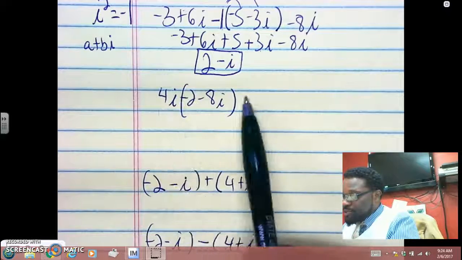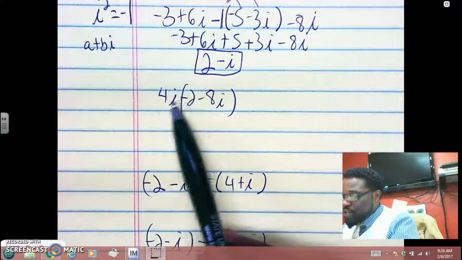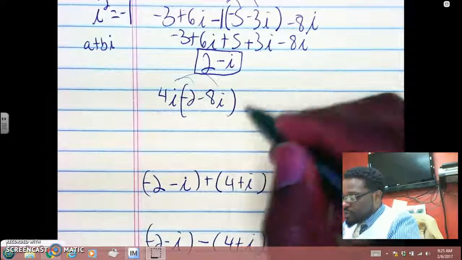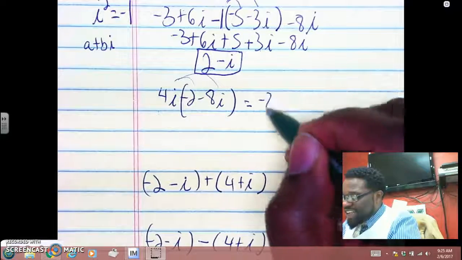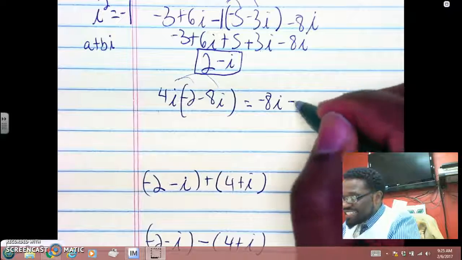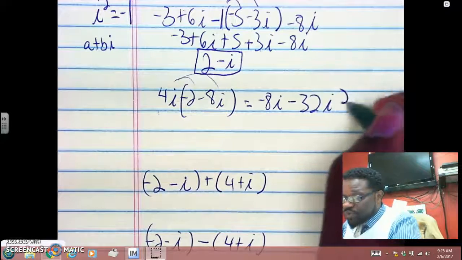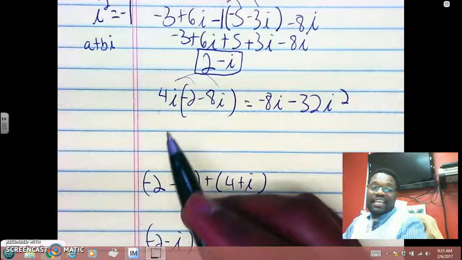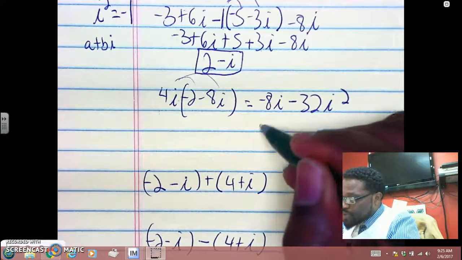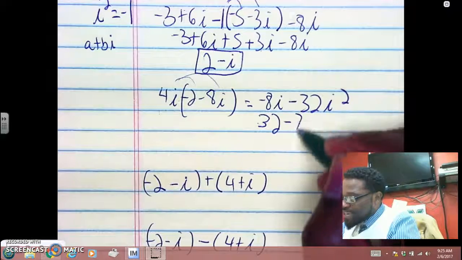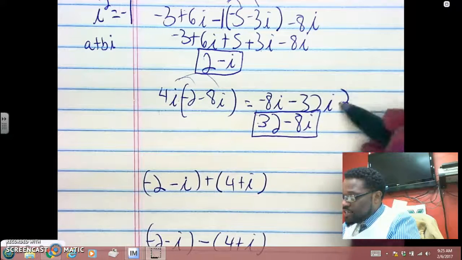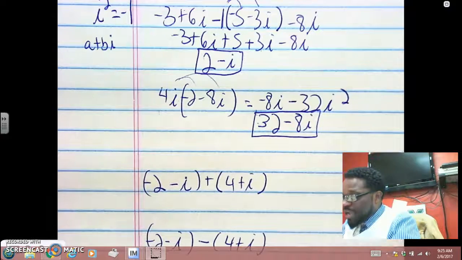Now, looking at this particular problem, the way this is written, there's no sign between those two. That means multiply, or in other words, the distributive property. So when I multiply that, I get -8i, that's 4i times -2, and 4i times -8i is -32i squared. Don't forget that when you have i and i, you get i squared. Keeping in mind that i squared equals -1, so that actually makes this positive 32 minus 8i. Negative times a negative is a positive, and I just move that to the back.